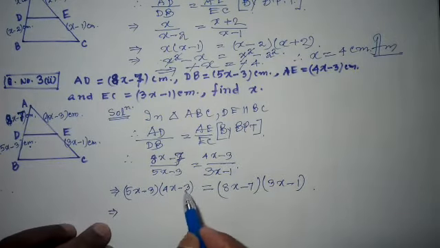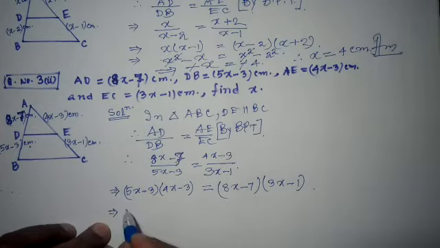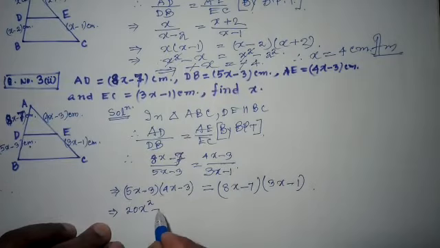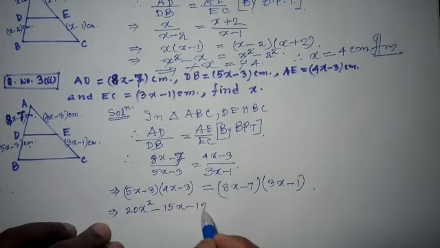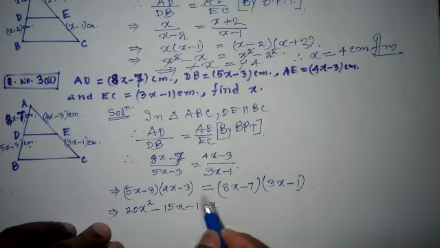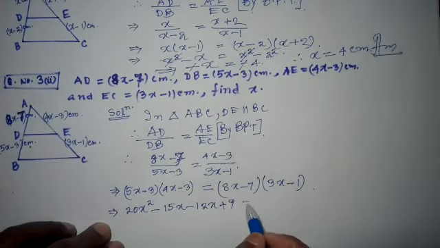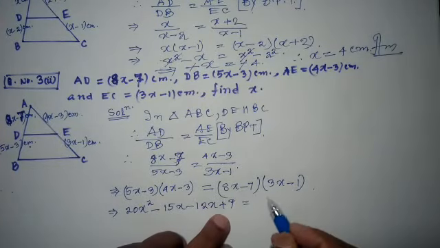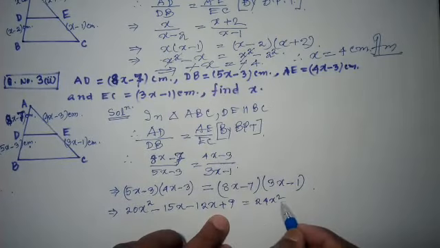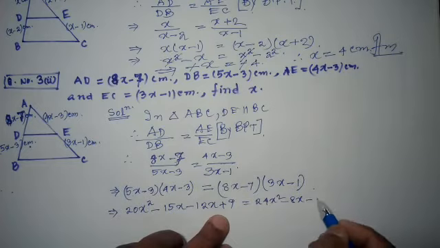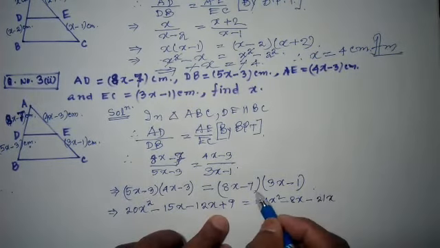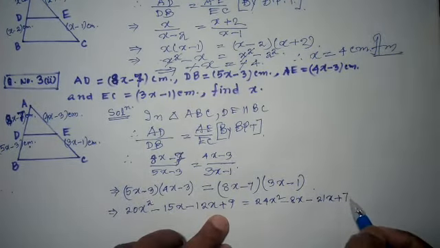Multiply this by 5x. 5x into 4x is 20x square. 5x into minus 3 is minus 15x, minus 3 into 4x is minus 12x, then minus 3 into minus 3 is plus 9. Equal, this side also: 8x into 3x is 24x square, 8x into minus 1 is minus 8x, and then minus 7 into 3x is minus 21x, minus 7 into minus 1 is plus 7.